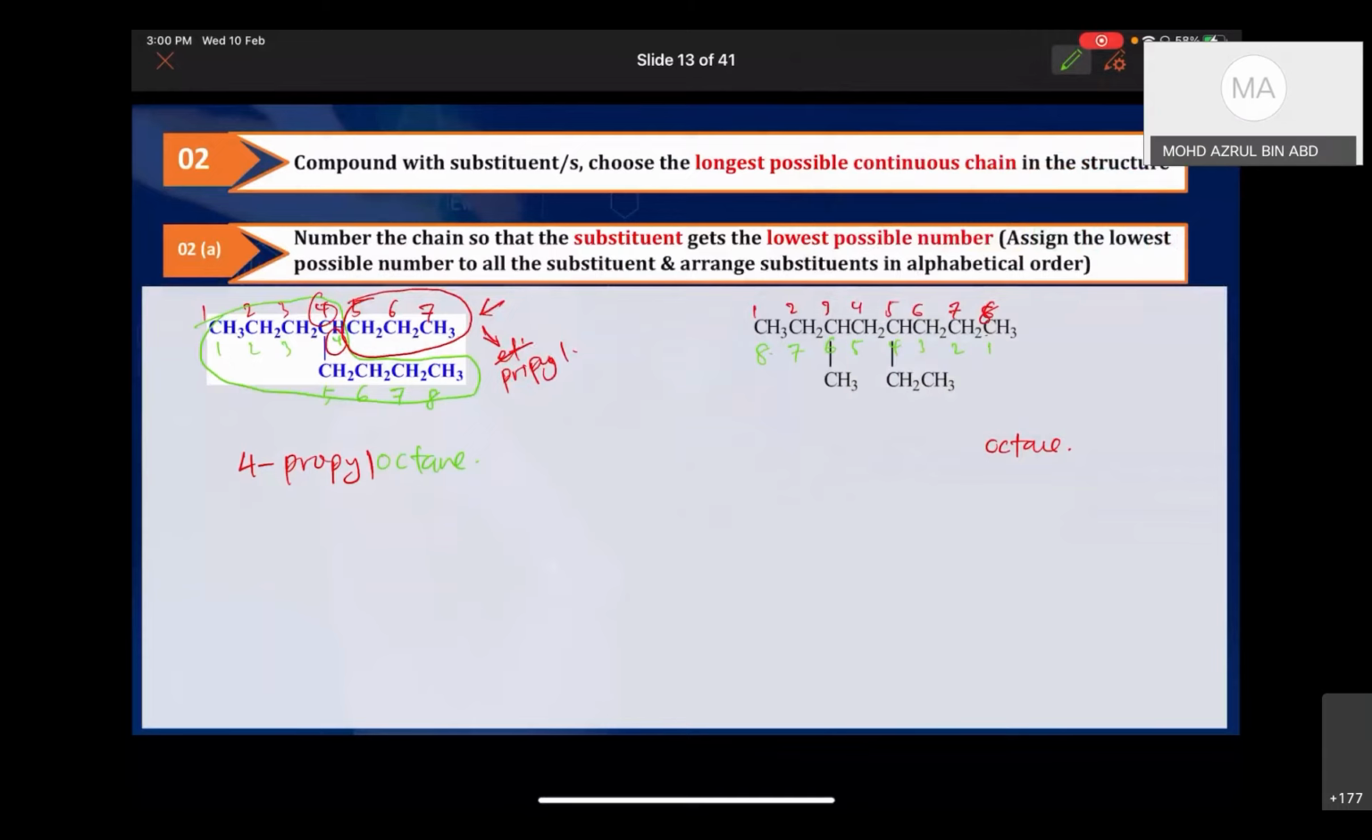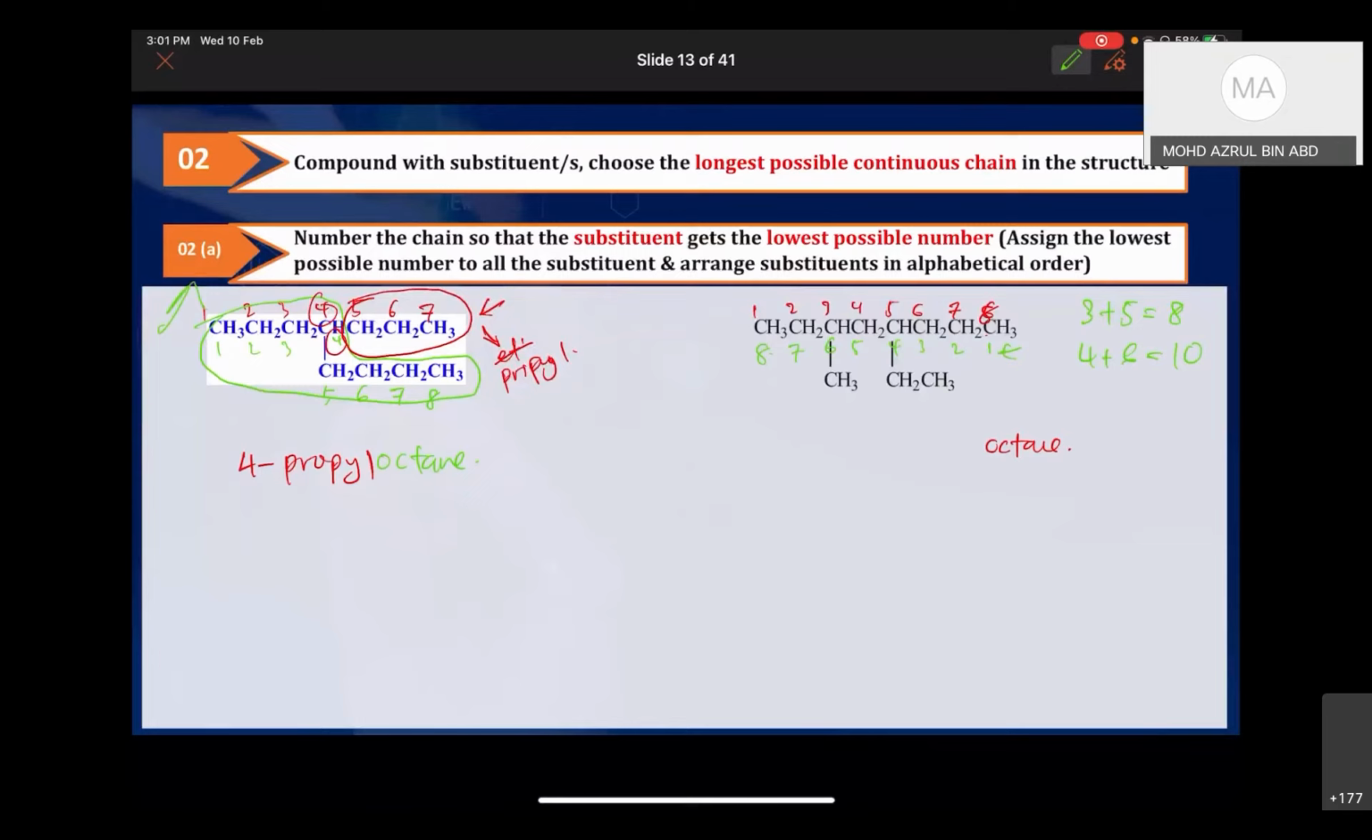the red one, okay, if I follow the red one, the substituent attached at carbon number 3 and carbon number 5. So which means the total number of the substituent is 8. But if I follow the green one, the substituent will be on the carbon number 4 and carbon number 6. So which means you get 10.